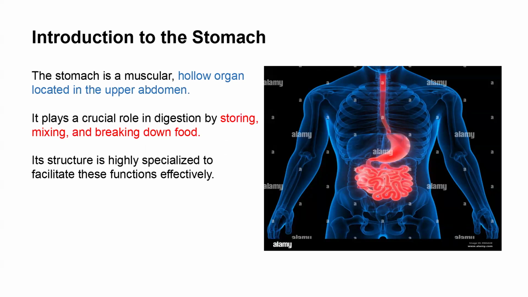Introduction. The stomach is a muscular and hollow organ that is located at the upper abdomen. So first, we should understand that when the stomach is empty, it has a G shape. The first thing we need to know is the location of the stomach. It is located at the upper abdomen, and it is a muscular and hollow organ. And more importantly, when the stomach is empty, it has a G shape.